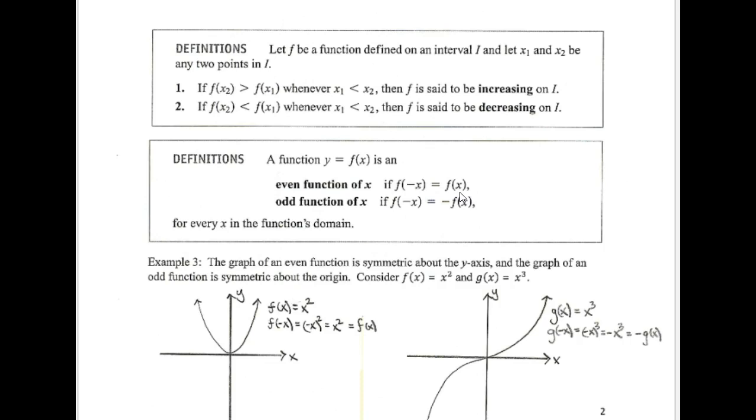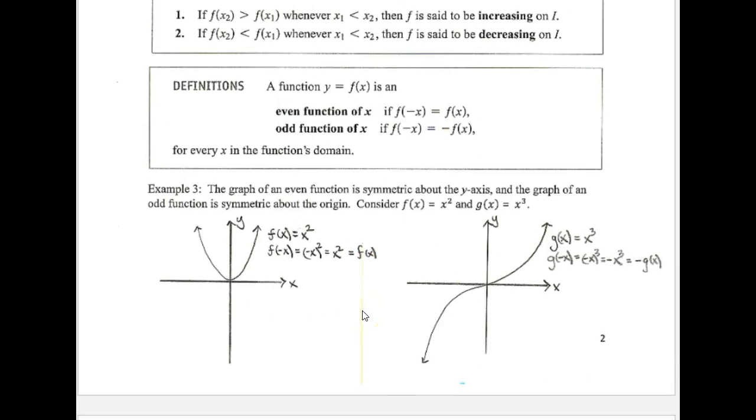So you can see, for example, a very simple even function, probably the most classic example, f of x equals x squared. If we were to plug in minus x, f of minus x is quantity minus x squared. So the minus 1 squared becomes positive 1, and you still just have x squared, which is, of course, what f of x was originally. And you can easily see that it's symmetric about the y-axis.